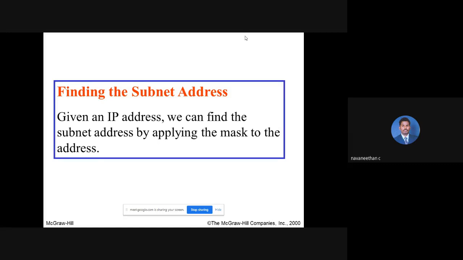So default mask means very simple. Depends upon the class we used to identify. For class A, the first byte is 255, and the remaining will be 0.0.0. For class B it is 255.255, followed by the host ID which will be 0. Similarly for class C, the first 3 bytes represent the net ID, again followed by the host ID.